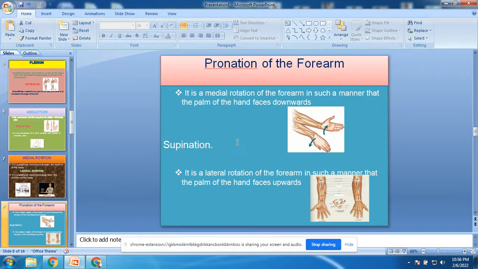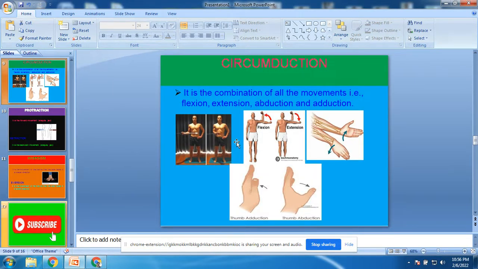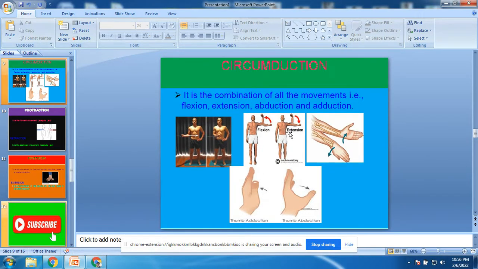Pronation of the forearm. It is a medial rotation of the forearm in such a manner that the palm of the hand faces downward. Then supinations. It is a lateral rotation of the forearm in such a manner that the palm of the hand faces upward. Circumduction. It is the combination of all movements: flexion, extensions, abduction, and adductions. Like this, flexion, extensions, pronations, abductions, adductions.